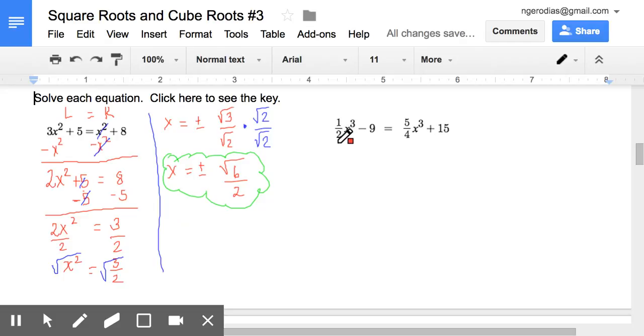So to make it a whole number, we can multiply it by 2. So to get rid of the 1/2 from the left side, I'm going to multiply the left side by 2. And whatever I do to the left, I have to do to the right. So I'm going to multiply the right side also by 2.